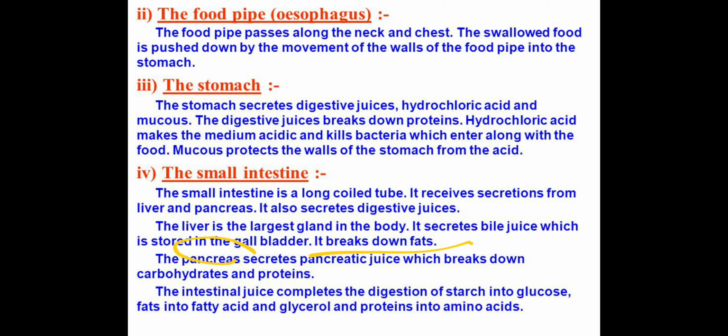And then the pancreas secretes pancreatic juice, which breaks down carbohydrates and proteins. The intestinal juice completes the digestion of starch into glucose, fats into fatty acid and glycerol, and protein into amino acids.